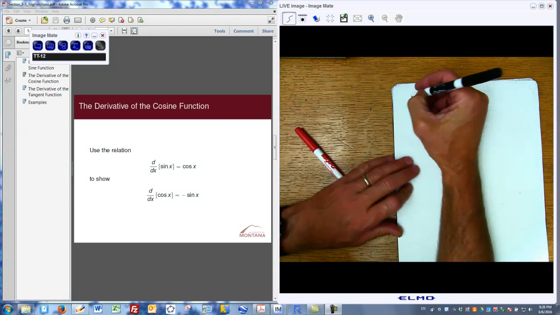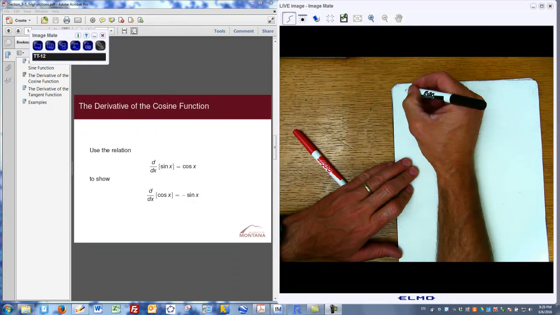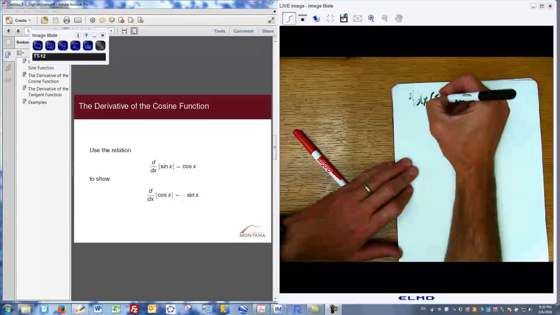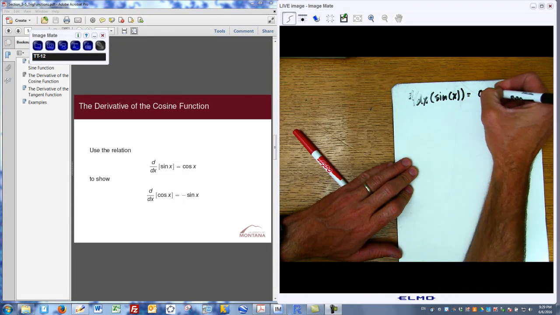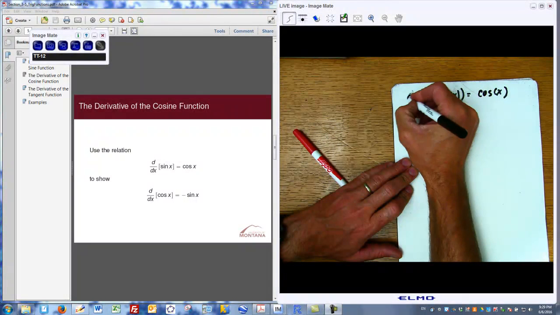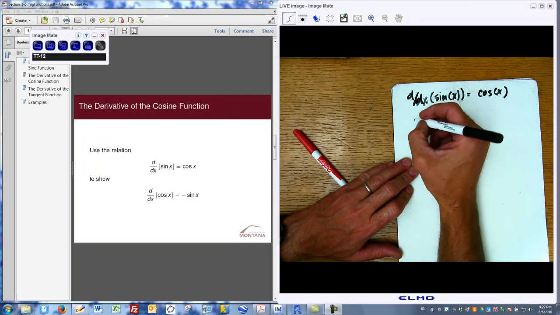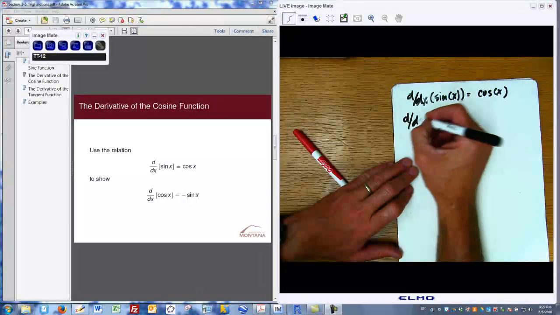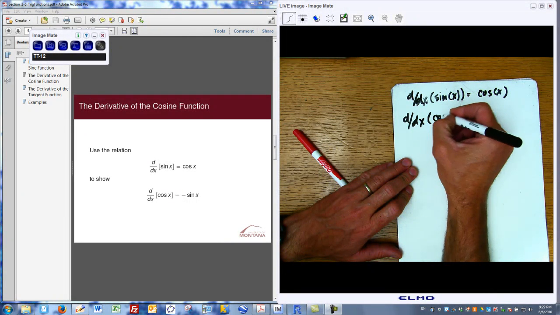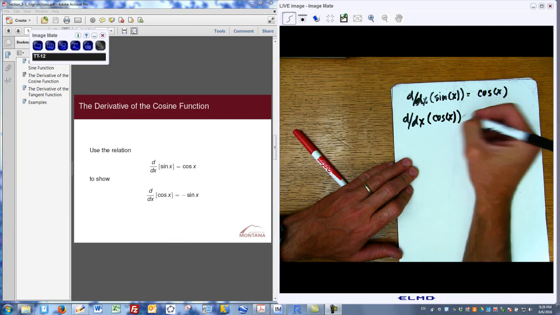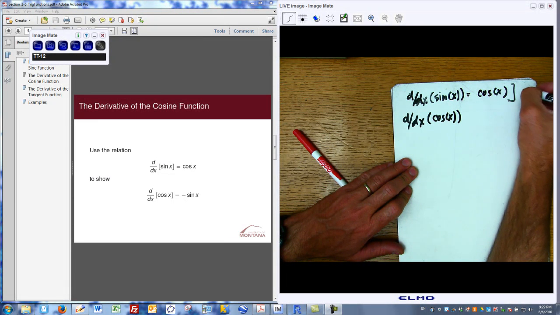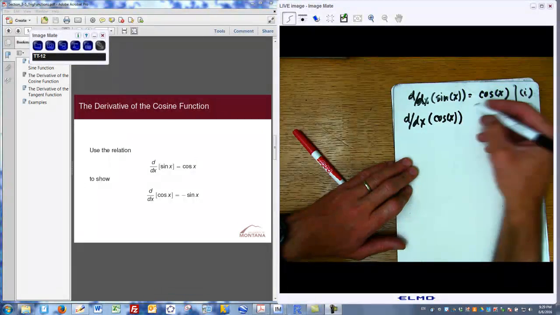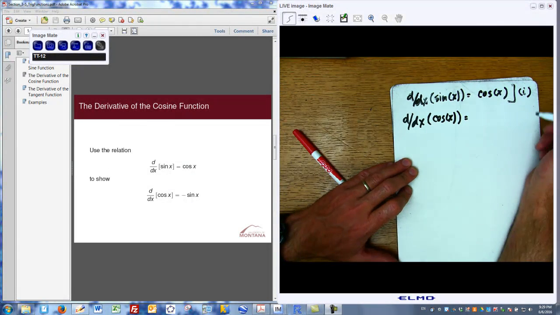So where do we begin? Well, we know that the derivative of the sine of x is equal to the cosine of x. And what we're trying to show is that the derivative of the cosine of x is equal to something. And we're going to try to employ this result in finding the derivative of the cosine.